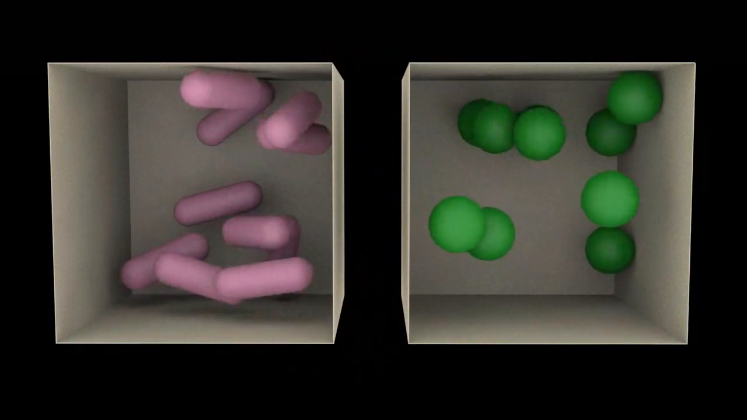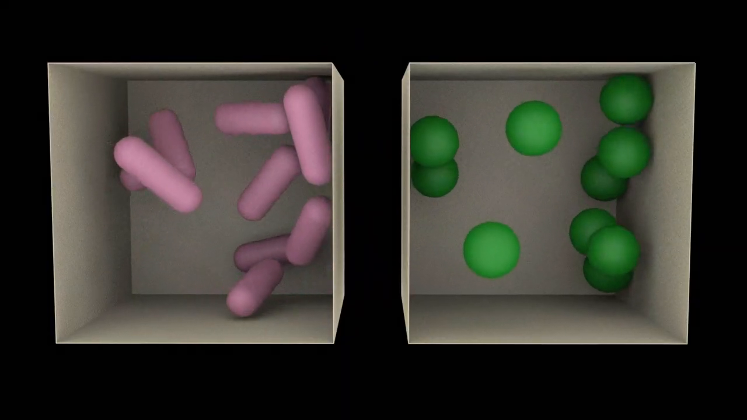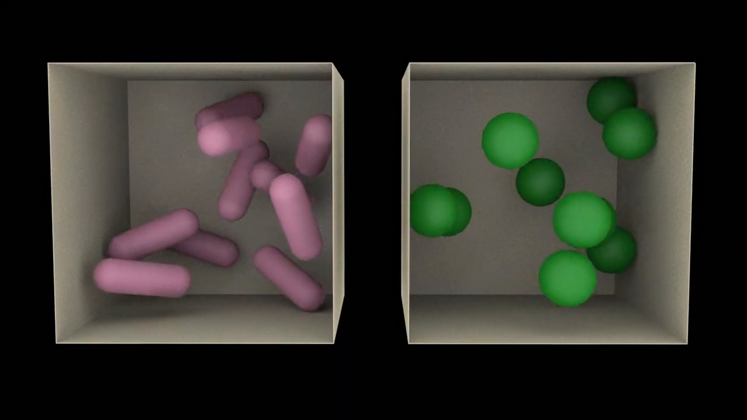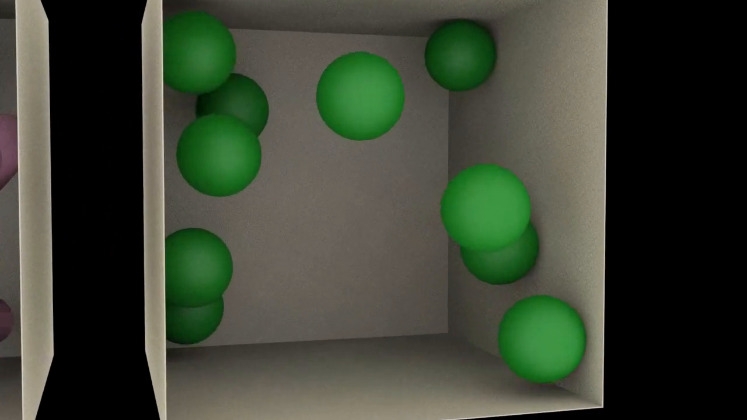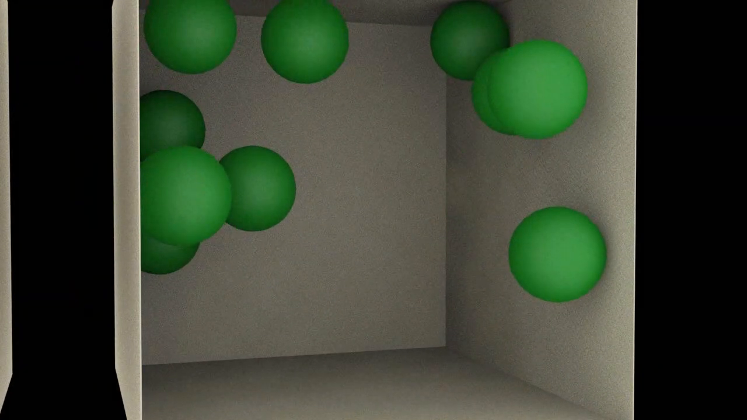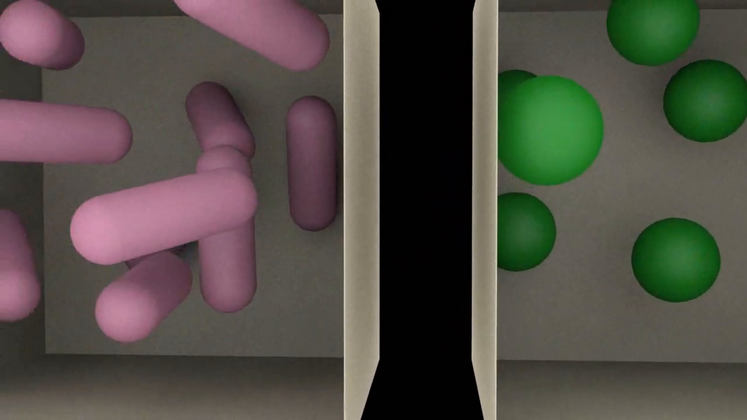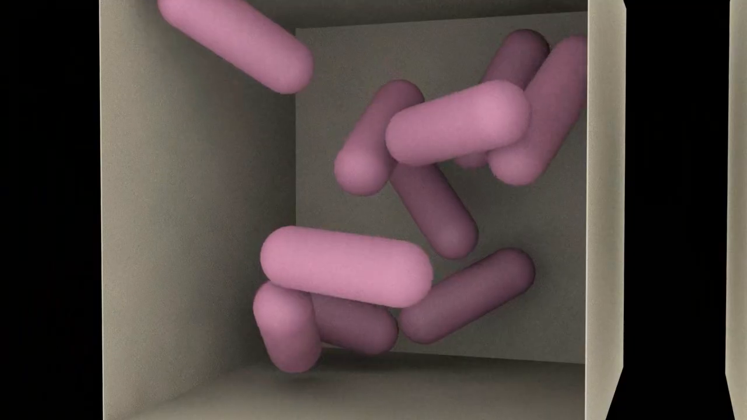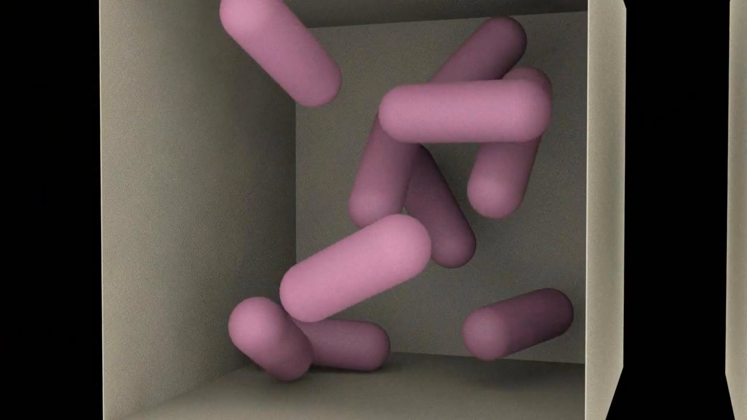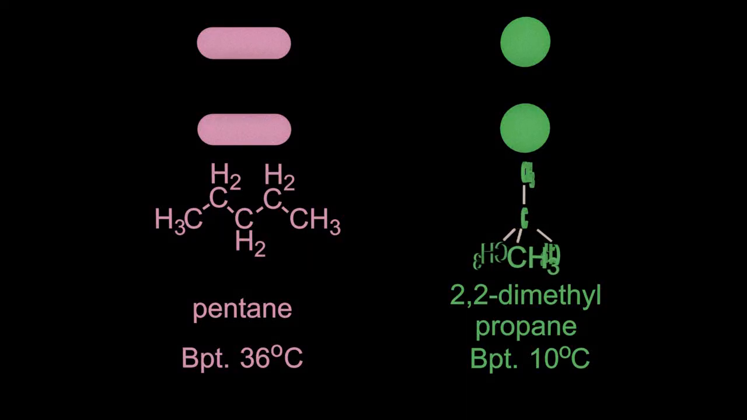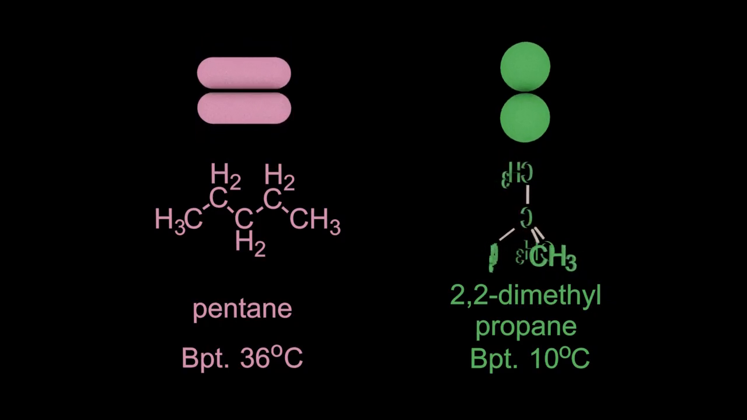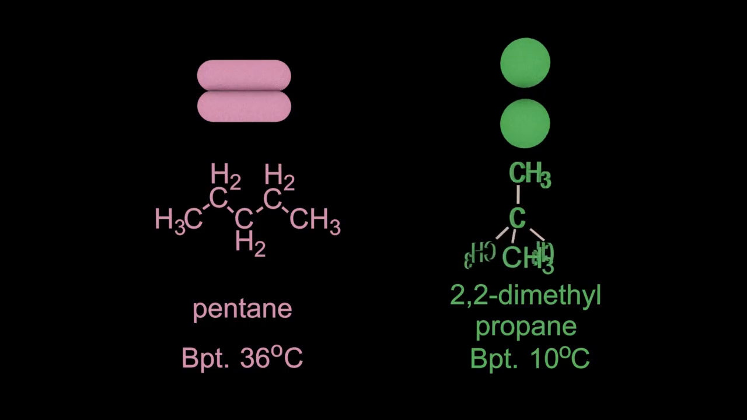So looking at this animation, you can see two molecules. Both of them had the same volume, but they do have different surface areas. The spheres on the right only make very, very small contact with each other, which means that London dispersion forces are going to be much reduced compared to the sausage shapes on the left, where there's much more contact when they collide with each other. And rather labouring the point, here is the boiling point of pentane. You can see that it is indeed elevated above the boiling point of 2,2-dimethylpropane.